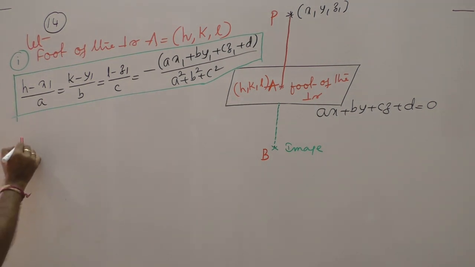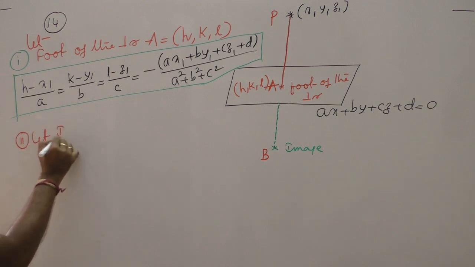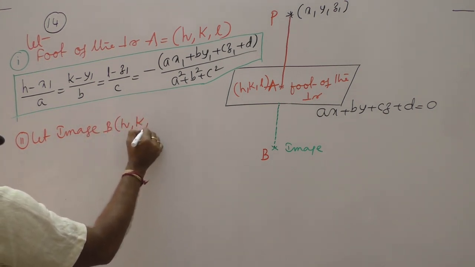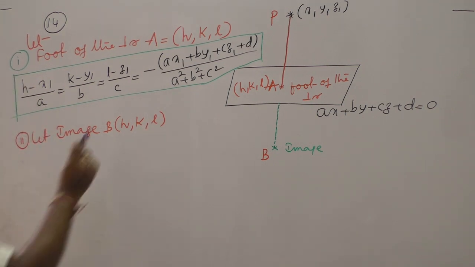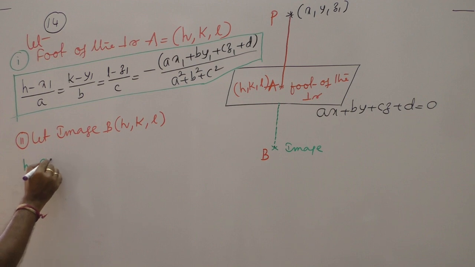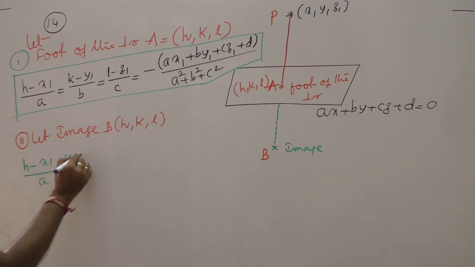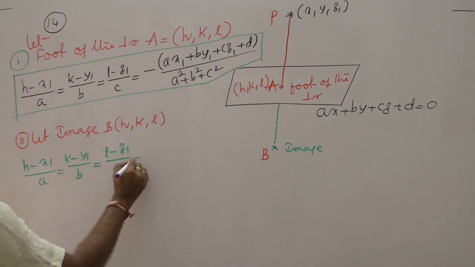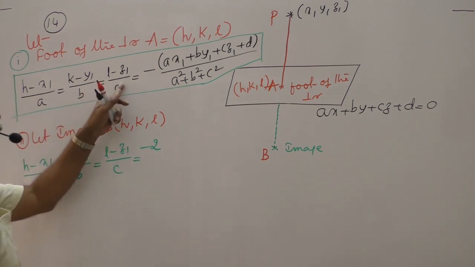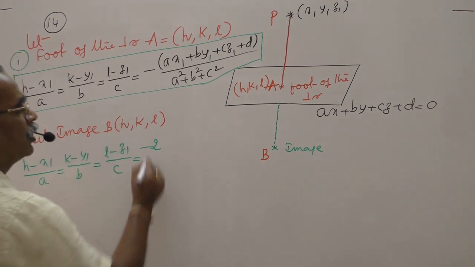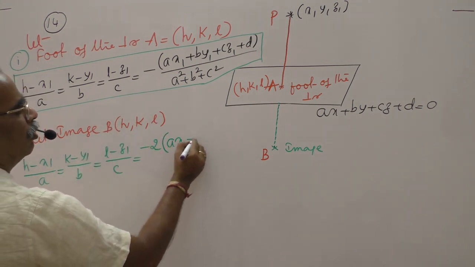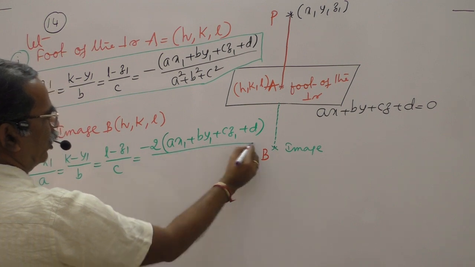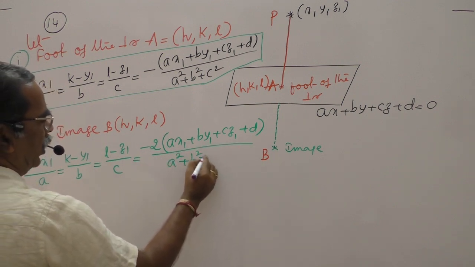If you want to find the image, in the figure it is capital B, no? Let the image be H comma K comma L. Then this image can be found using this relation: H minus X1 by A equal to K minus Y1 by B equal to L minus Z1 by C is equal to the same three terms I wrote. Here, when it is image, minus 2 comes: minus 2 into AX1 plus BY1 plus CZ1 plus D, divided by A square plus B square plus C square.